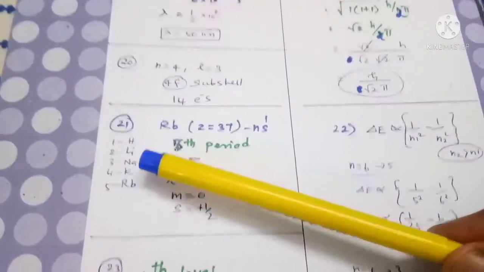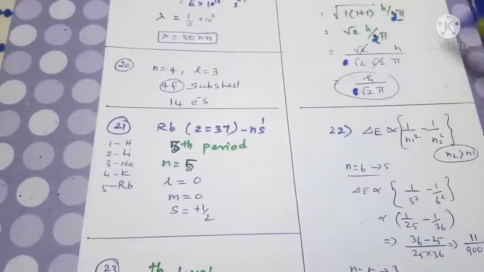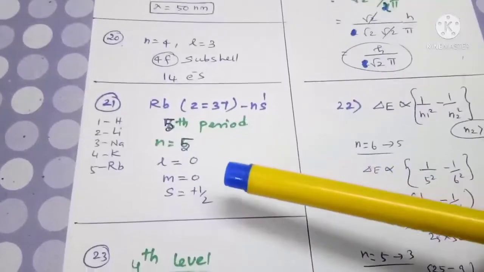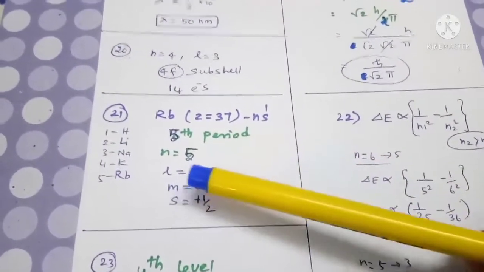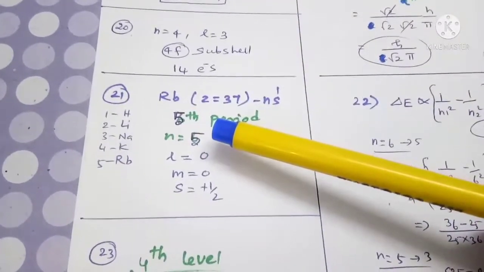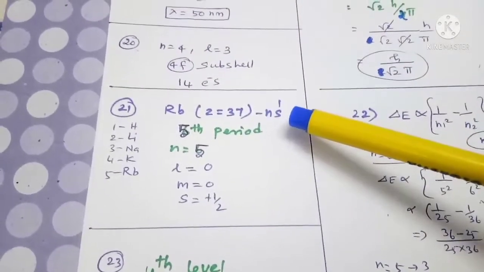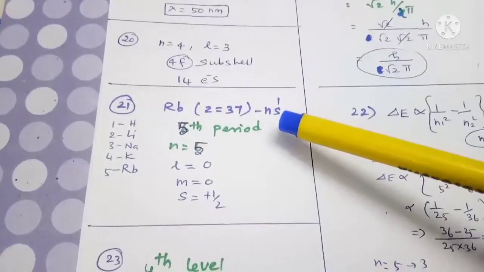So hydrogen, lithium, sodium, potassium, rubidium. Rubidium comes under period number 5, so it is located in the 5th period of the first group. Therefore the principal quantum number value is nothing but the period number, which is 5. It has ns1 configuration, the valence shell configuration ns1.